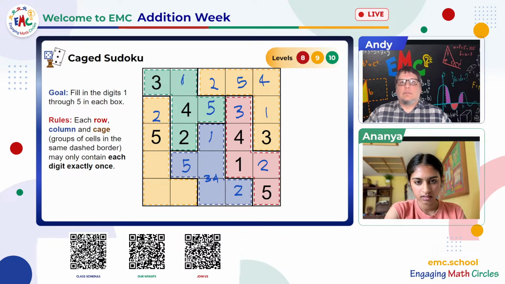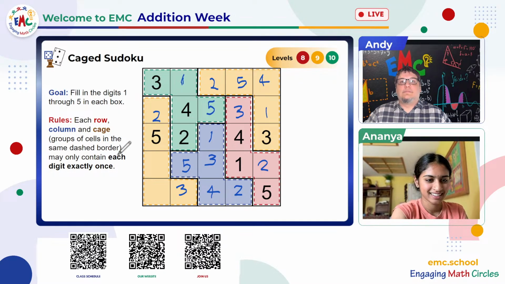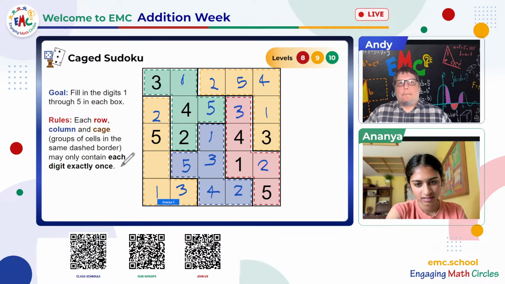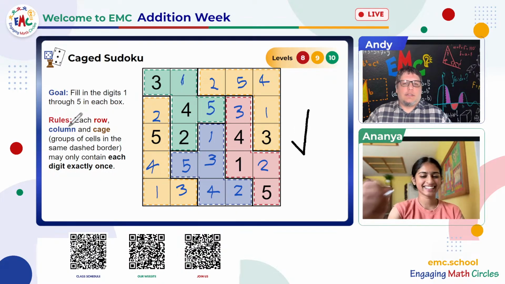Yep. And then the only one left here is 3. So then that's 4. This is 3. And then 1 here, 4 here. Absolutely. She solved it. Great job.